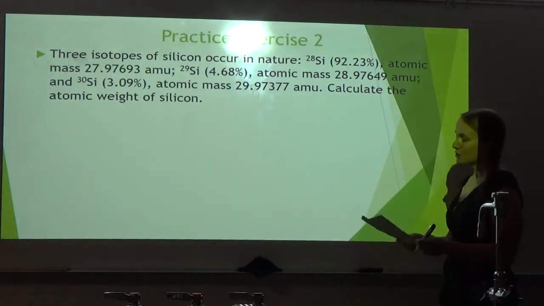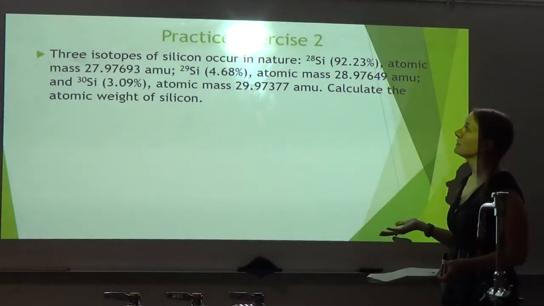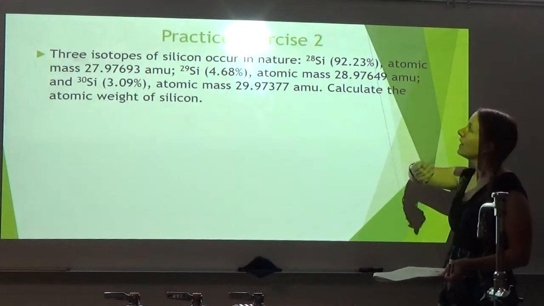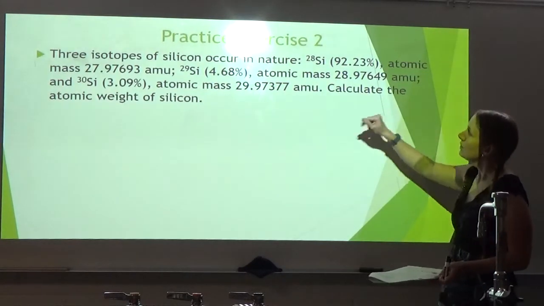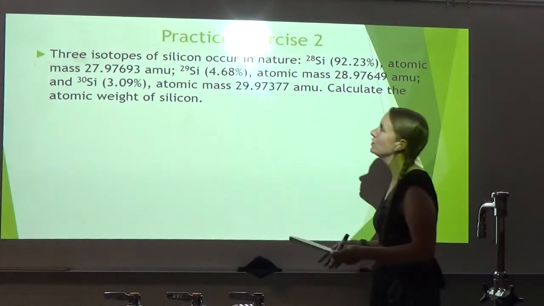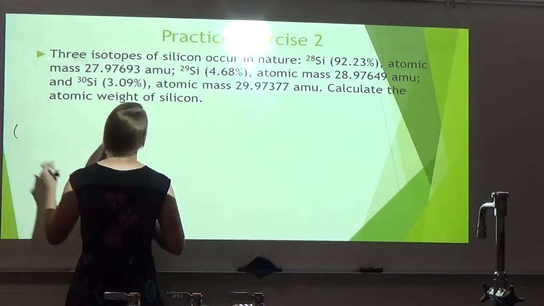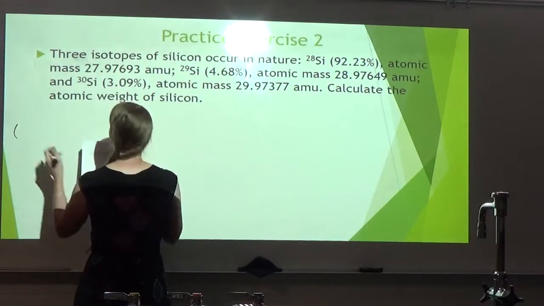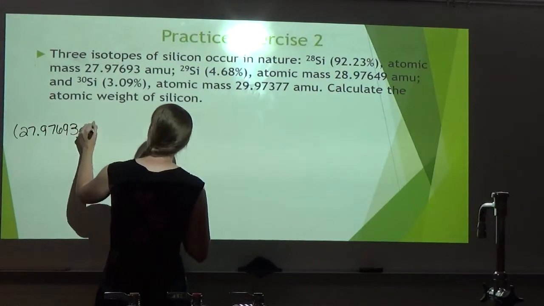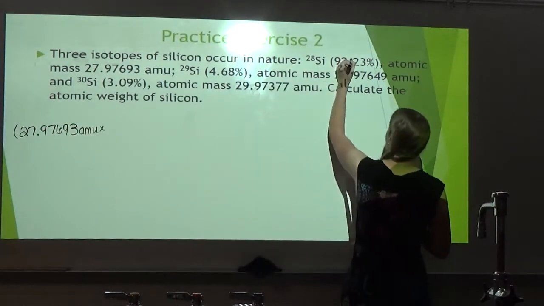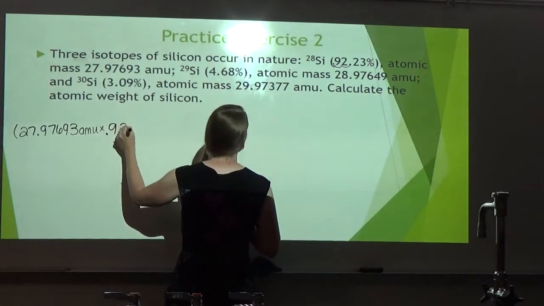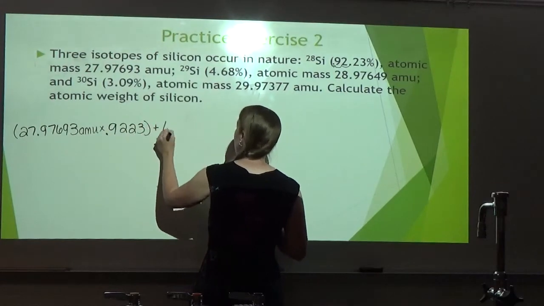All right, so let's look at this one. So it says 3 isotopes of silicon occur in nature. You have 28 with about 92%. You have 29 with about 5%, and you have 30 with about 3%. Calculate the atomic weight. So yeah, we're just going to do the same thing. We grab the mass. So my first mass that they gave me is 27.97693 AMU. Now we're going to multiply it by its percentage, but as a decimal. So I'm going to move it over twice. So times 0.9223.